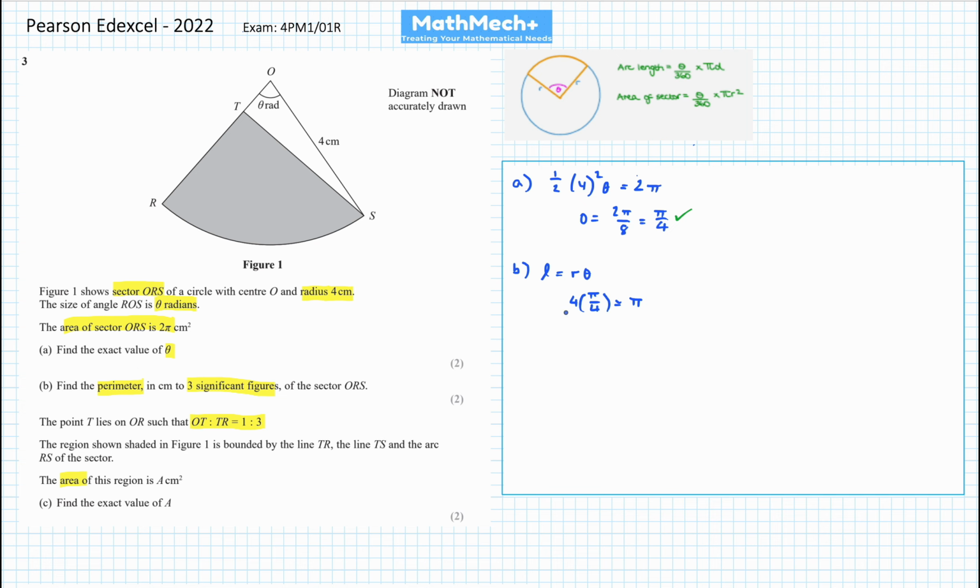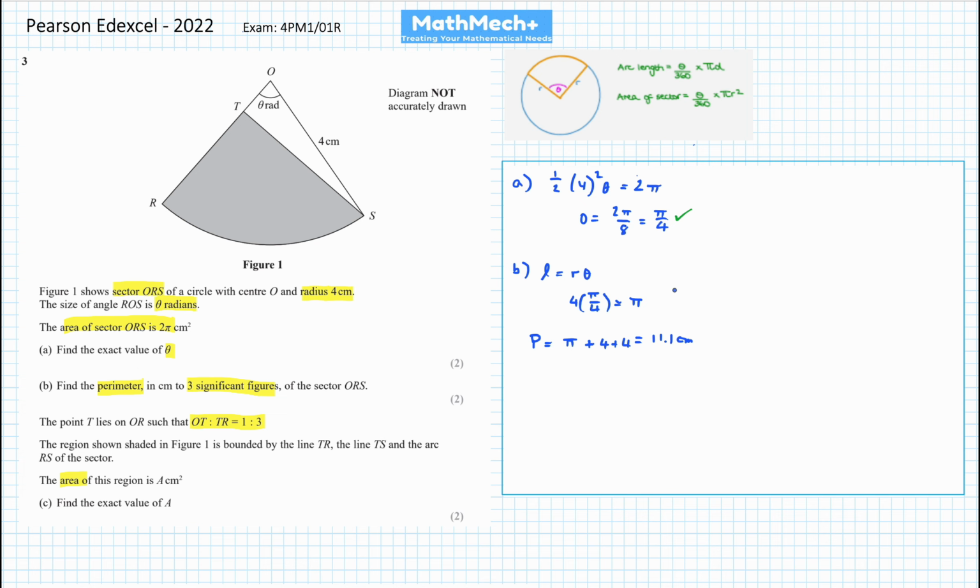Therefore, our perimeter of ORS is pi plus 4 plus 4. Once you get to that stage, it should be okay. And we're asked for the exact value. 8 plus pi is 11.1 centimeters for a perimeter.